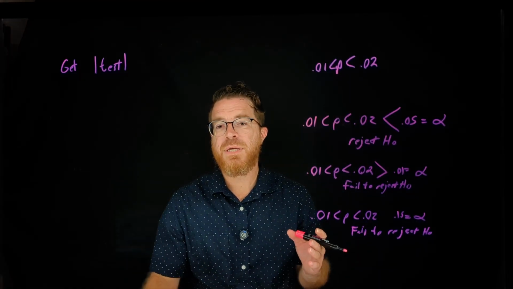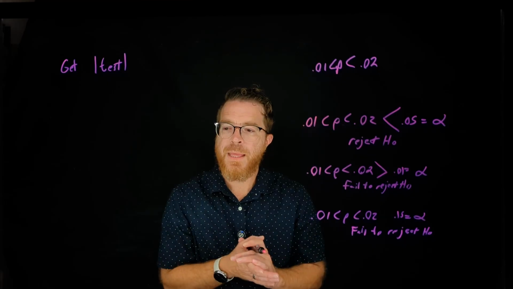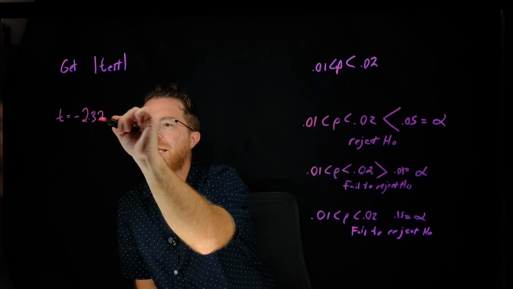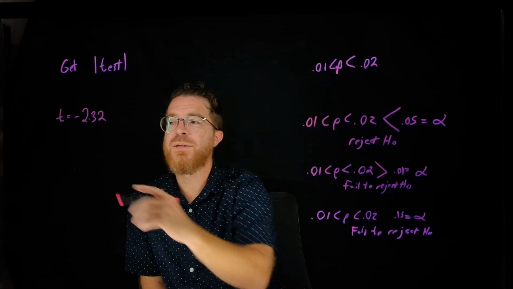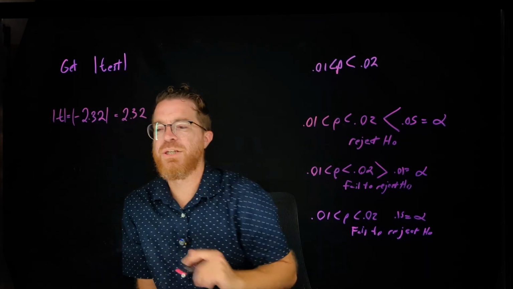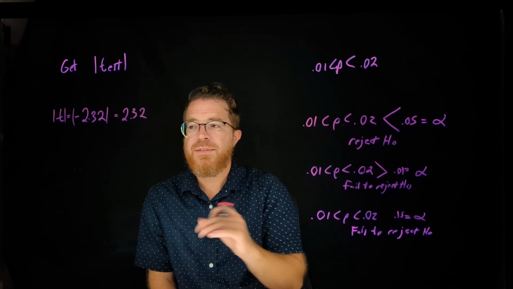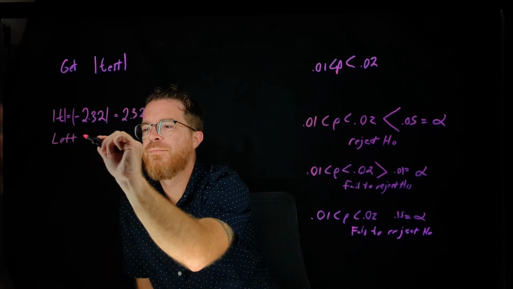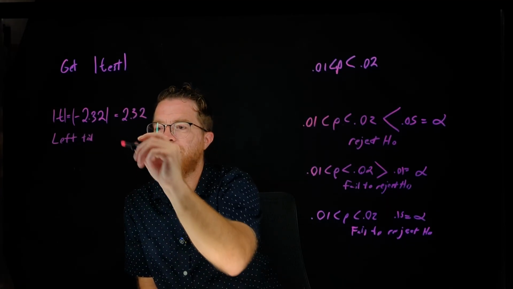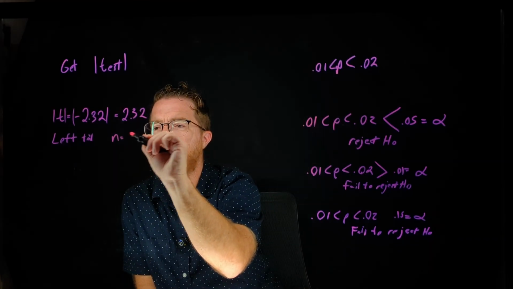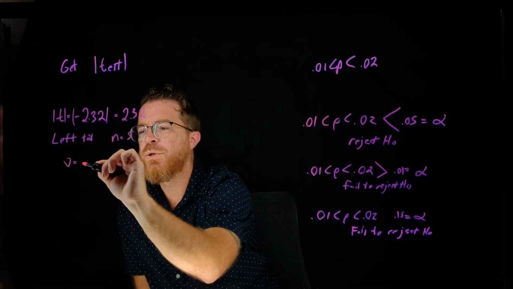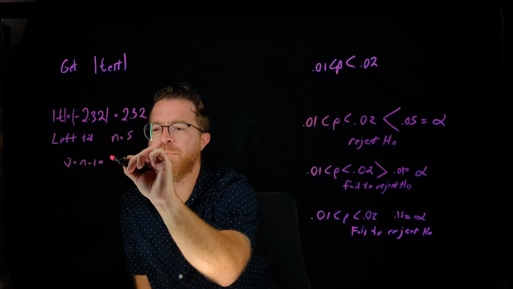So let's look at two quick examples to see exactly how we would do this. So let's say that you have some test statistic, t equals negative 2.32. So the first step is we need to find the absolute value of this, and this will end up being positive 2.32. If we're doing a left tail test, and we have an alpha of 0.05, and we have a sample size n equals 5. In this case, if we have a sample size of n equals 5, this means that our degrees of freedom is going to be equal to n minus 1 or 5 minus 1, which means 4.